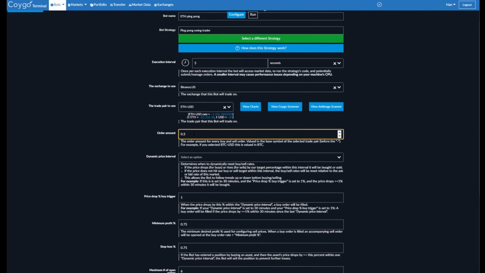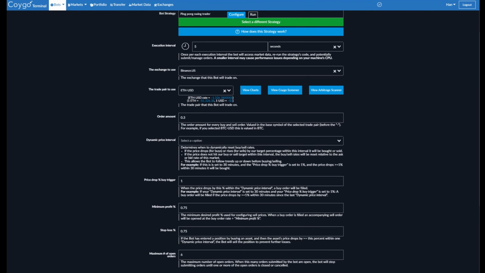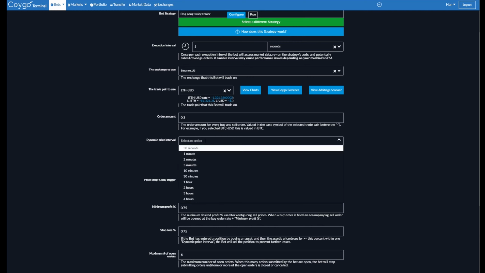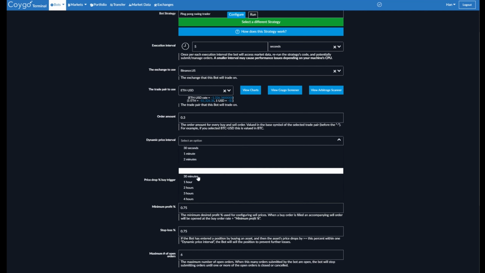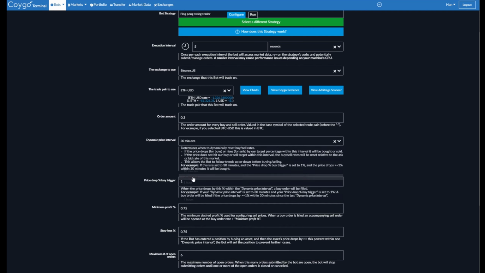Now for the order amount, I've set it to 0.3 Ethereum. So we're going to buy or sell 0.3 for each order. Now the dynamic price interval. This is very important for the ping pong swing trader strategy. This determines when to dynamically reset buy or sell rates. So we can select 30 seconds, 1 minute, 10 minutes. I'm going to pick 30 minutes.